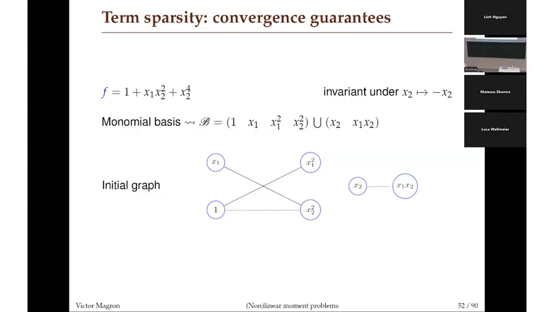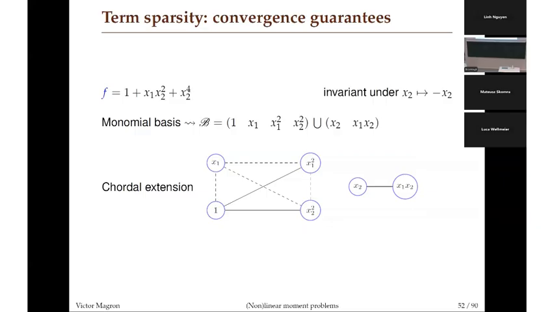Because x1 squared is not... Yes, because we need to have squares. I changed it yesterday because it was wrong and it's still wrong. There is an edge here, because squares should always be there. And there is an edge here too, because it's the same: x1 x2 squared is there. But it doesn't matter. After chordal extension, everyone will be there.